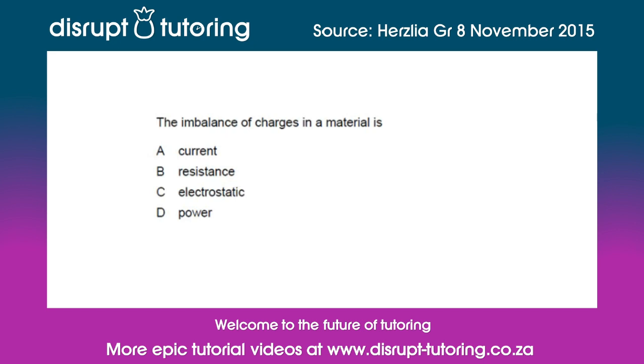Okay, so first let's define all of these four terms before we get down to choosing the correct answer. So A, current. Current is the rate at which charge flows through a surface. B, resistance. Resistance is a measure of the opposition to current flow. C, electrostatic means the imbalance of charges on or within a material. And D, power. Power refers to the rate of doing work.